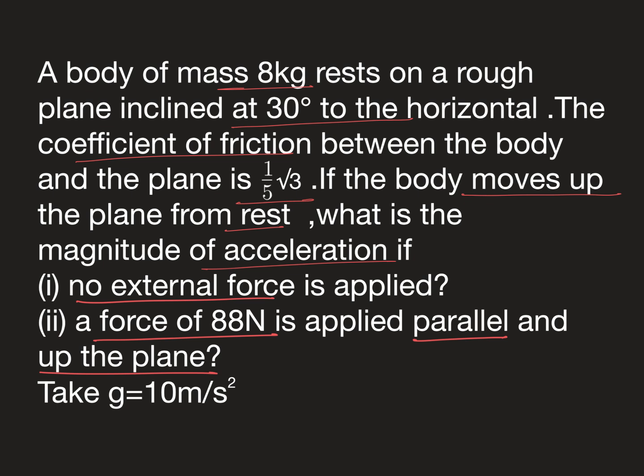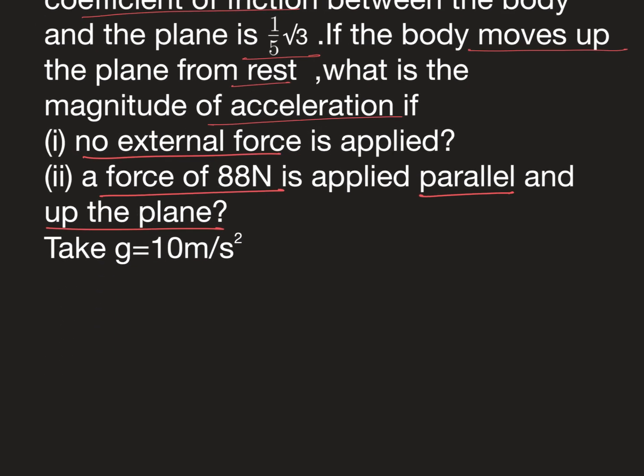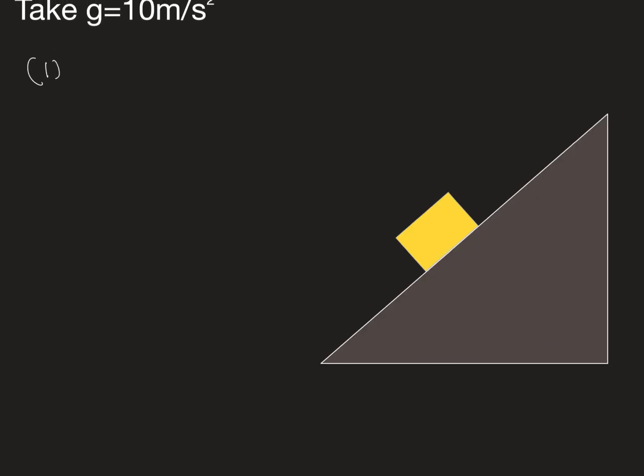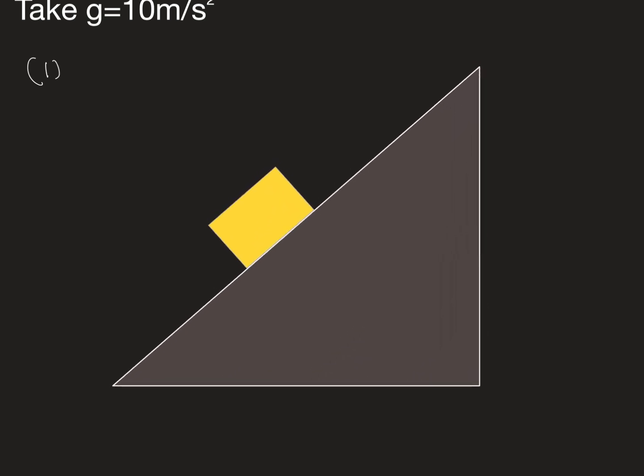So here we are dealing with motion up the plane. We have two cases. The first case is when there is no applied force. The second case is when there is an applied force of 88 newtons. So we will begin by answering the first case, when there is no applied force. But first, let's bring in the diagram. So this is the diagram.